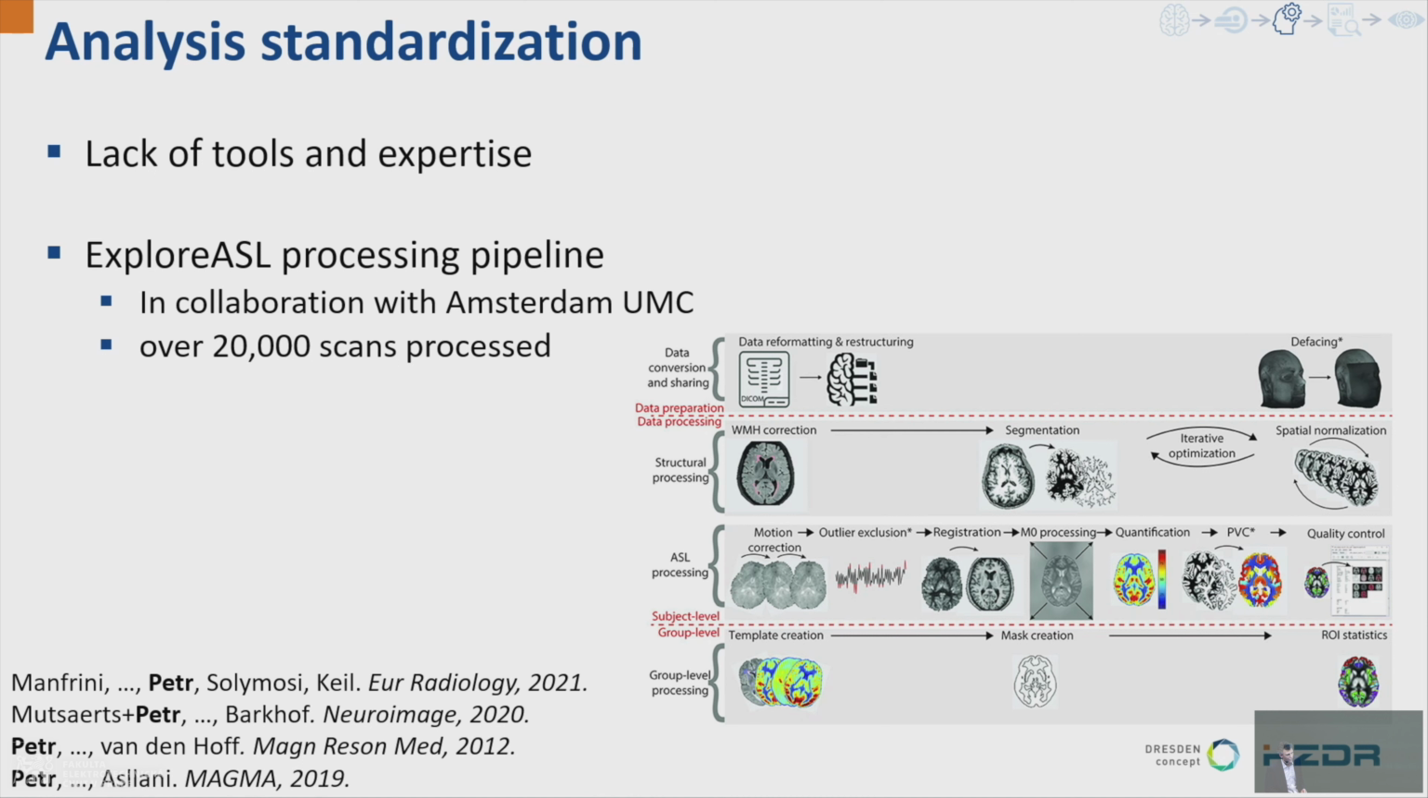So for that reason, I developed, in collaboration with Amsterdam University Medical Center, an automatic processing pipeline for ASL data called ExploreASL. This pipeline contains all the necessary steps for processing, from data import, segmentation, co-registration with other modalities, quantification, and analysis. This pipeline is now publicly available on GitHub. Anybody can freely use it for non-commercial research, and we've processed over 20,000 scans with our collaborators using this pipeline.